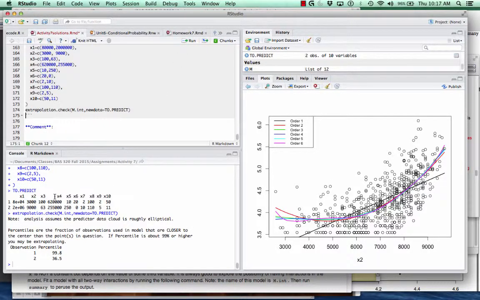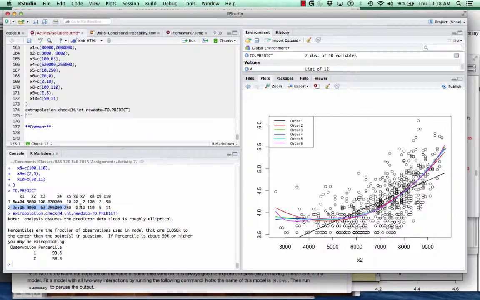So when we run the extrapolation check, this number right here tells you the fraction of values in the data set used to build the model that were closer to the center of the predictor data cloud than the point in question. So here, observation 1, this first individual for which I want to make that prediction, it looks like it's farther away than 99.8% of the individuals actually used to build the model. That's pretty far away, so it's pretty indicative of an unusual combination of x's that I'm making a prediction at. And so I would be worried about extrapolating for observation number 1.